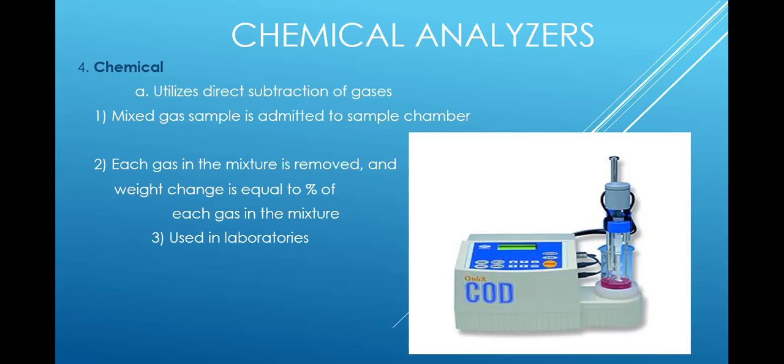Then we have the electrochemical analyzer, which has 2 types, galvanic and polarographic. Polarographic, also known as the Clark electrode, the Clark. Both of them measure the partial pressure of the oxygen. And then finally, we have the chemical analyzers, which does almost like the Dalton principle, okay? The one that's used strictly in laboratories, okay?